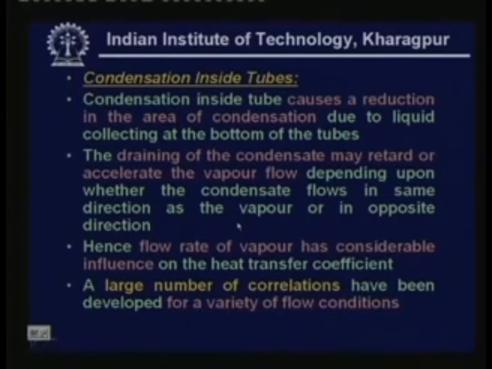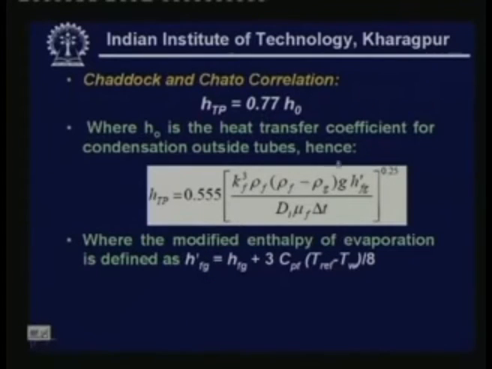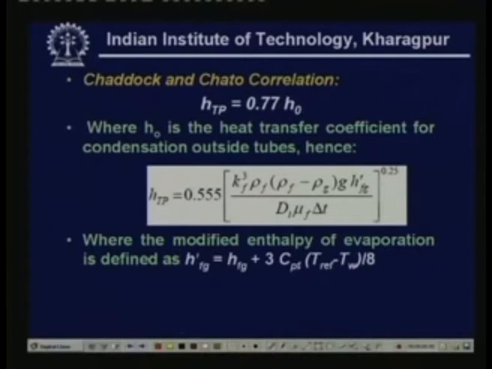A large number of correlations have been developed for a variety of flow conditions, and I will show you here one of the simplest correlations. This is suggested by Chaddock and Chato, and is known as the Chaddock and Chato correlation. Here h subscript TP is nothing but the condensation heat transfer coefficient inside the tube.